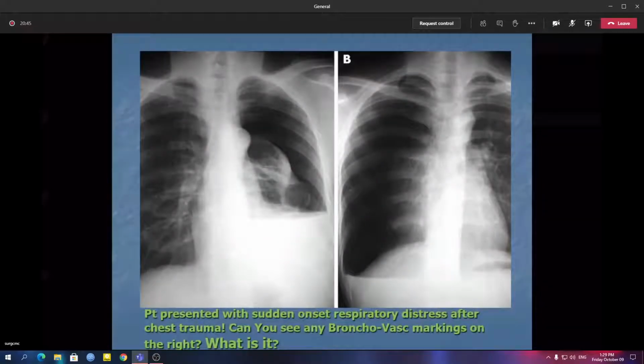I am giving you the history. It's a sudden onset respiratory distress. Pneumothorax. Very good. It's a pneumothorax with hydrothorax. Very good, very good. It's a pneumothorax with hydrothorax or pyothorax. I mean, it can be a hemothorax, can be a hydrothorax, can be even a pyothorax. You don't know what it is.